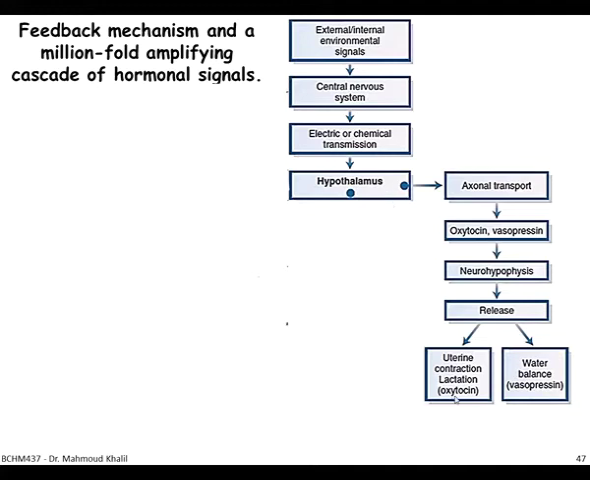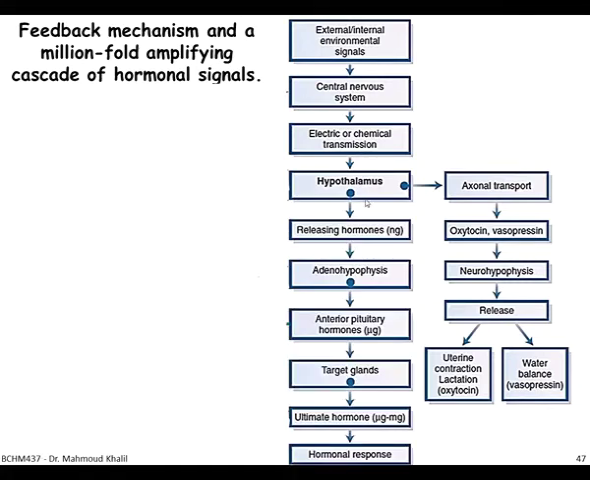the oxytocin and vasopressin. The main function of the oxytocin is two functions. It will induce uterine contraction during delivery of babies, and as well it induces lactation for breastfeeding for babies. While the vasopressin induces water retention or water balance. So it keeps the concentration of water inside our body.